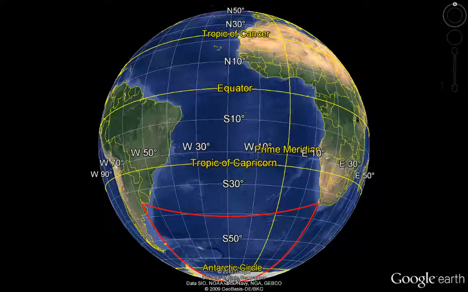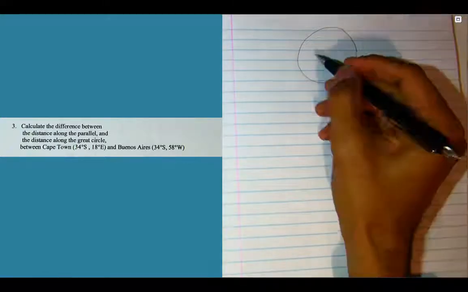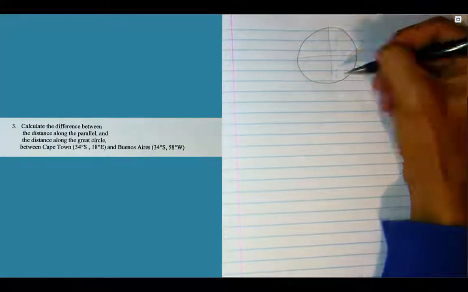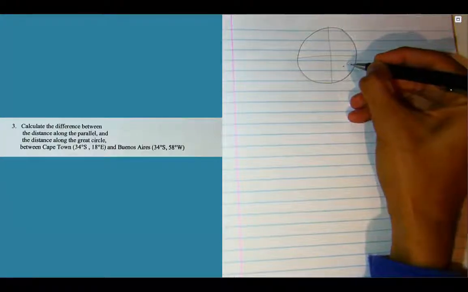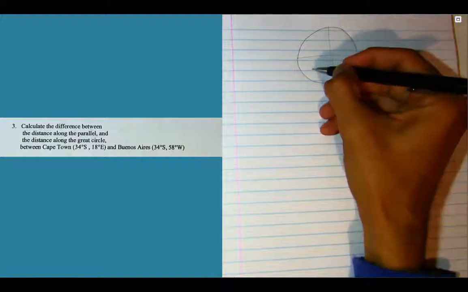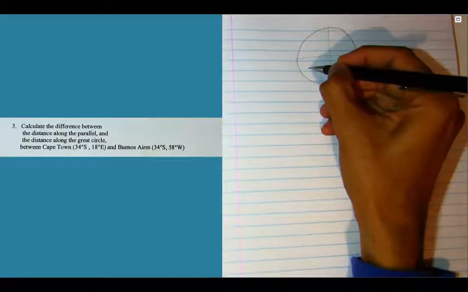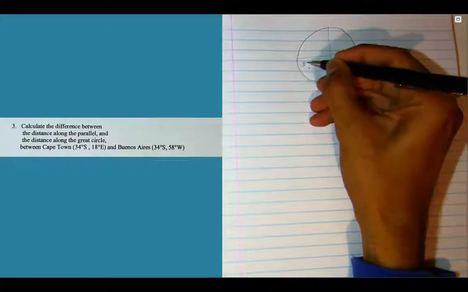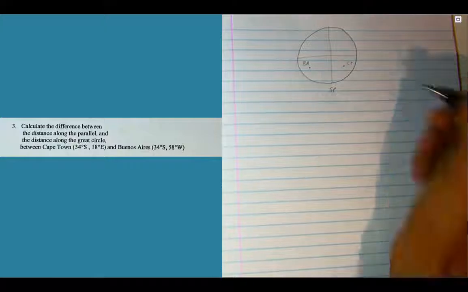I'm now going to draw this picture of my spherical triangle between the two cities and the South Pole. Here's Cape Town at 18 degrees east, 34 south, and Buenos Aires at 58 degrees west and 34 degrees south. And there's the South Pole.